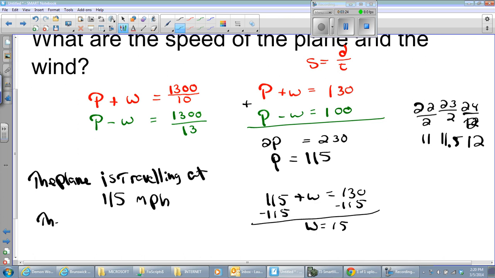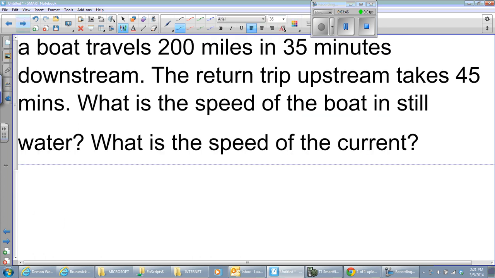So the wind is blowing. You don't usually think of the wind as traveling, although it does travel, I suppose, blowing at 15 miles per hour. This must be one of the smaller type planes, not a big passenger jet. But there you go. Now let's do one where the numbers aren't so friendly.